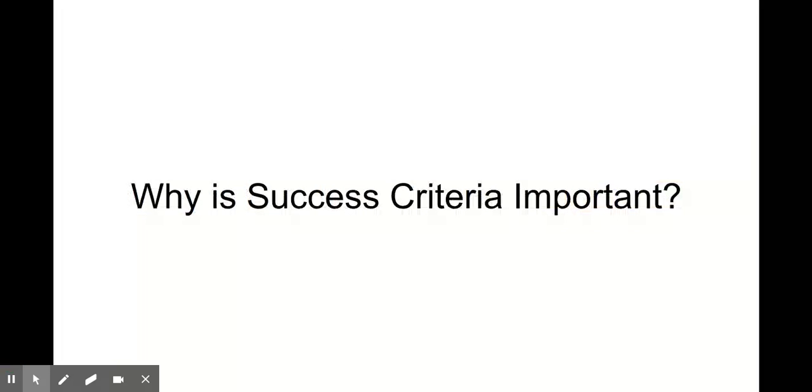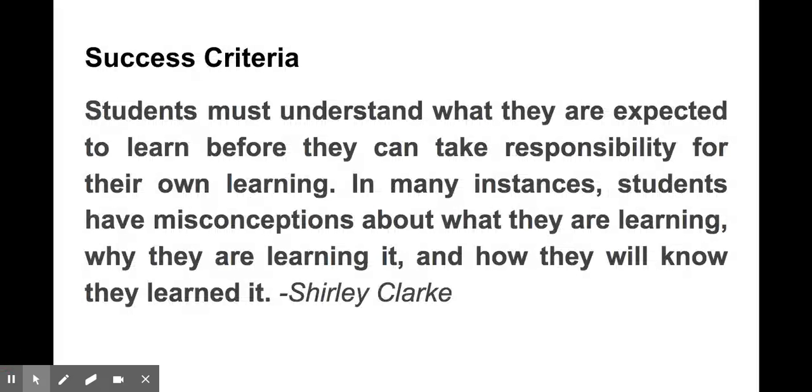So, why is success criteria important? Shirley Clark writes, students must understand what they are expected to learn before they can take responsibility for their own learning. In many instances, students have misconceptions about what they're learning, why they're learning it, and how they will know they learned it.